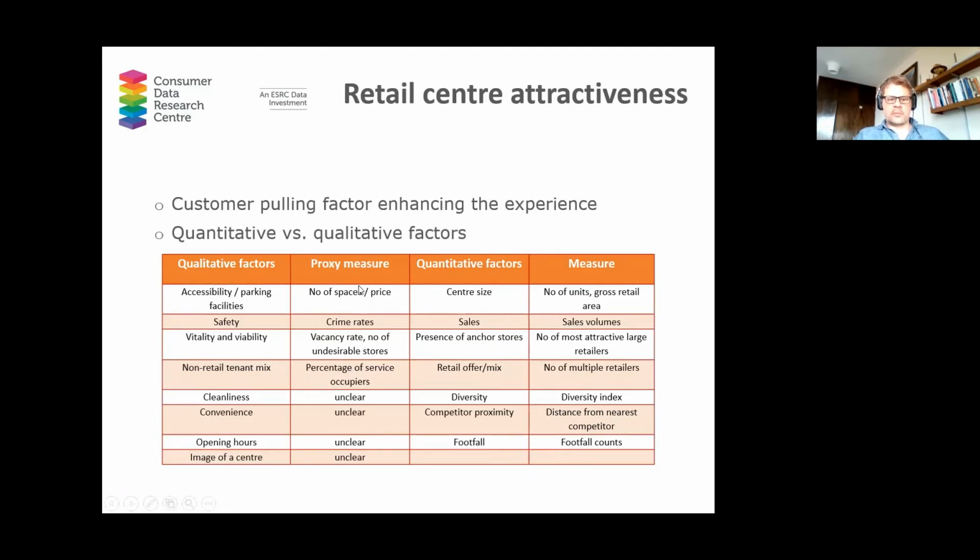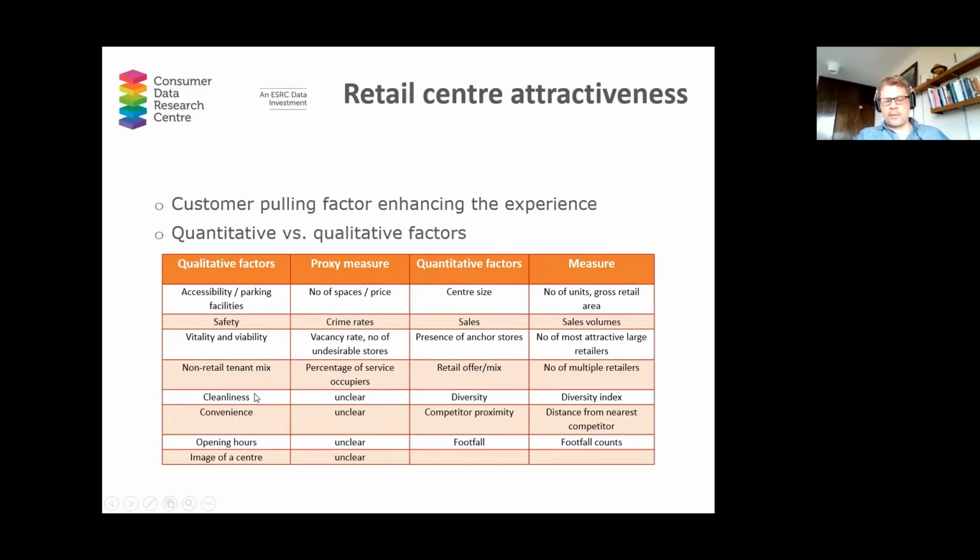So in this table, I'm showing you different factors: qualitative factors and the proxy measures of them, and quantitative factors and the measures of them. On the qualitative side, we have things like accessibility to a center, or parking facilities, which can be captured by the number of parking spaces, or car park prices, and so on. Safety can also be captured by crime rates. Then we've got vitality and viability, which could be captured by a number of factors, okay?